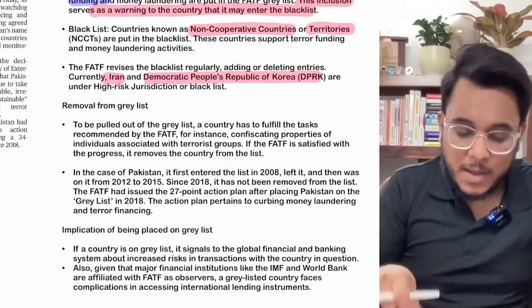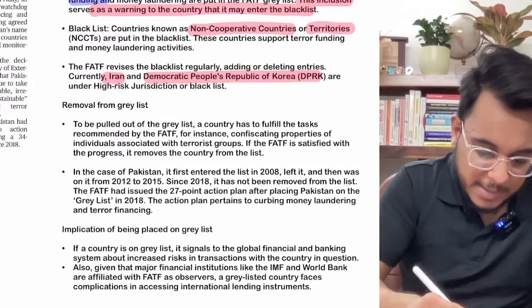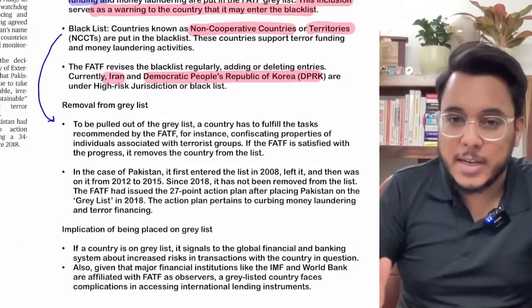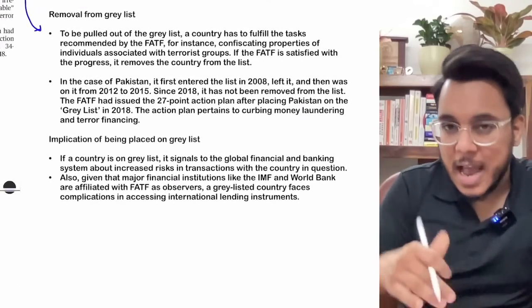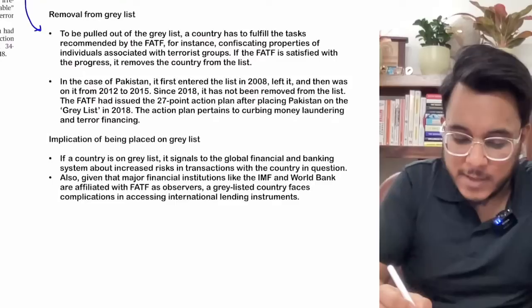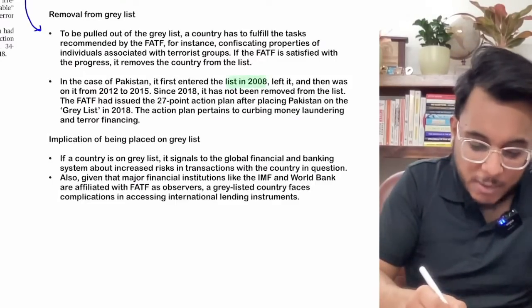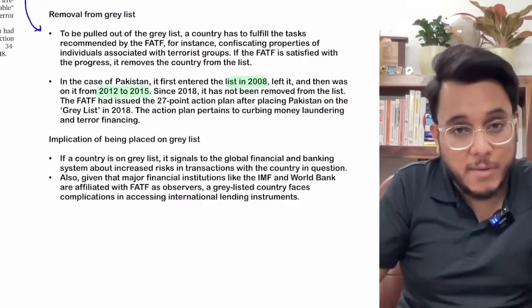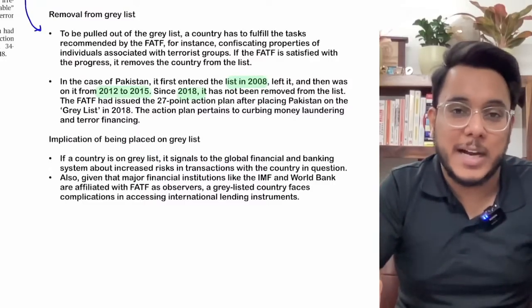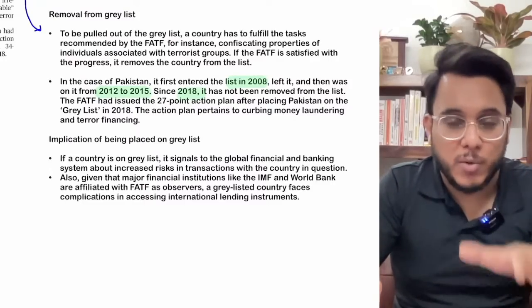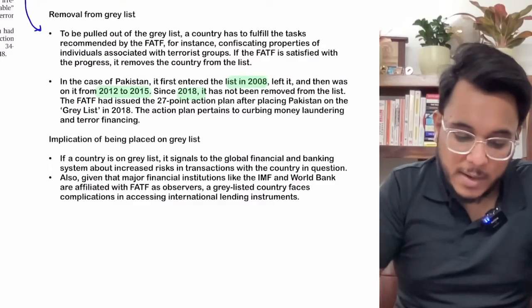Then now, guys, in this direction, let's discuss Pakistan's case. So Pakistan was put into the grey list. Pakistan has been listed in the grey list multiple times. For the first time, it was listed in 2008. Then it came out, and then it was put into the grey list again in 2012 to 2015. Then after 2018, Pakistan was again put into the grey list, and now it has been removed. So from 2018 to 2022, 4 years, Pakistan was in this grey list.